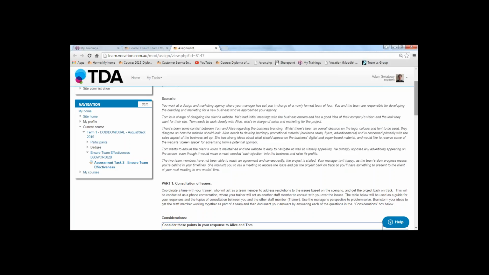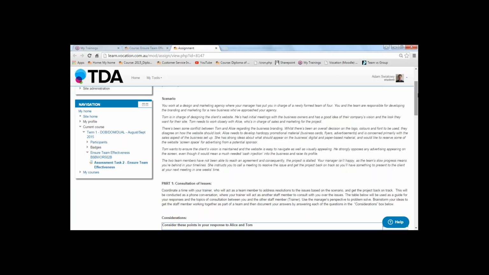Tom is in charge of designing the client's website. He's had an initial meeting with the business owners and has a good idea of their company's vision and the look that they want for their new website. Tom needs to work really closely with Alice. Now, Alice is in charge of sales and marketing for the product. There's been some conflict between Tom and Alice regarding the business branding. Whilst there's been an overall decision on the logo, colors, and fonts to be used, they disagree on how the website should actually look. Alice needs to develop hard copy promotional material, that's business cards, flyers, advertisements, and therefore she's concerned primarily with the sales aspect of the business setup.